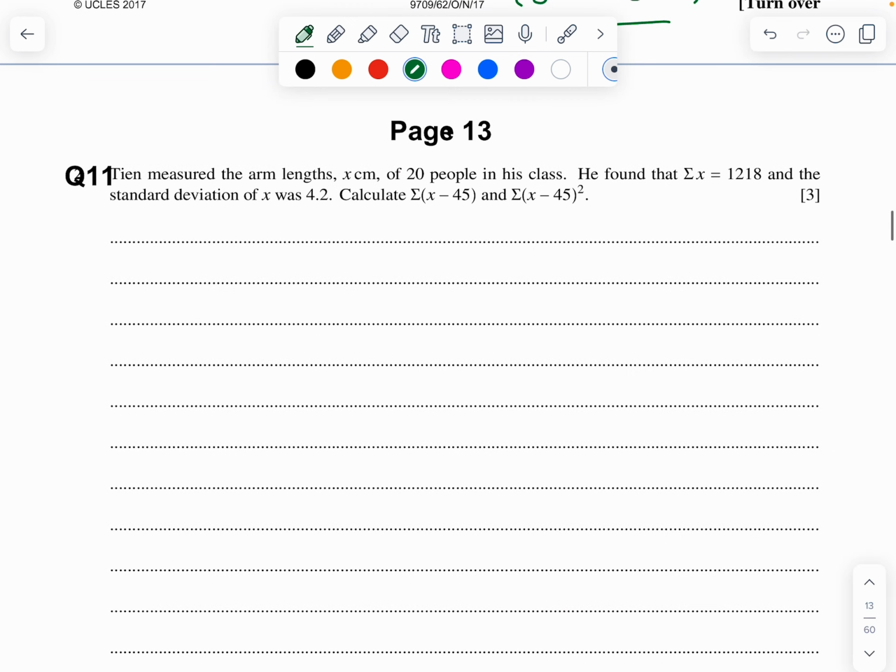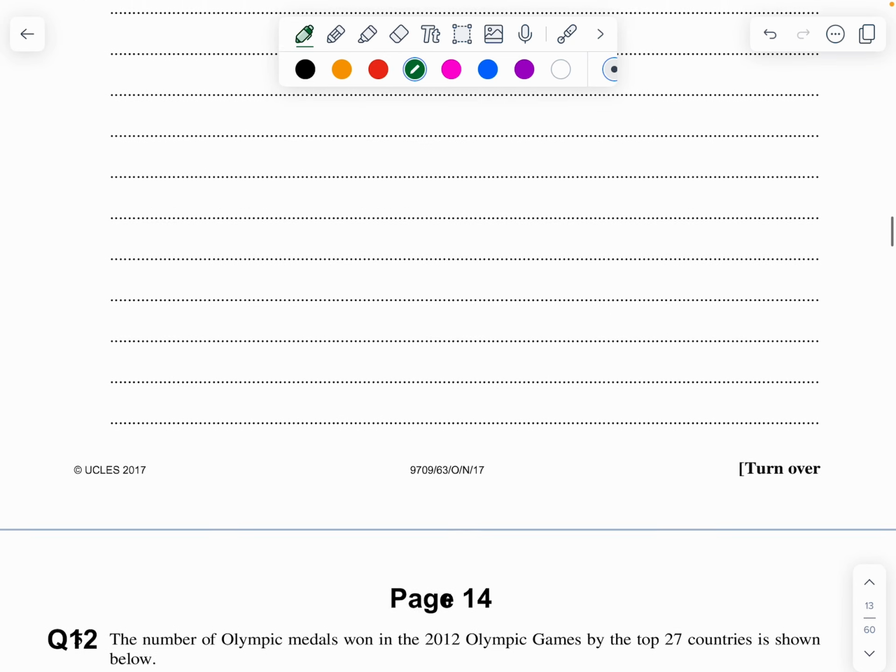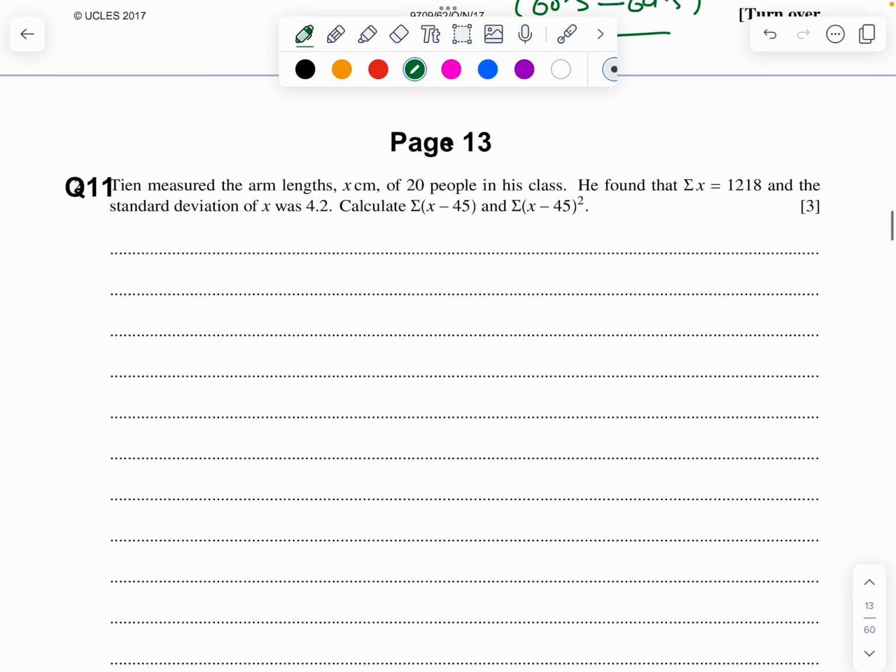Now coming to the next one, October-November 2017, question paper 63. Tien measured the arm lengths of 20 people in his class. He found that sigma x is given, standard deviation was 4.2. Calculate sigma of x minus 45 and sigma of x minus 45 whole square. So how many people are there? 20 people are there.